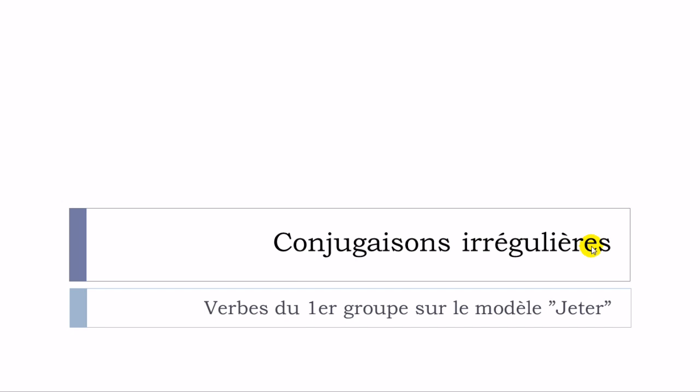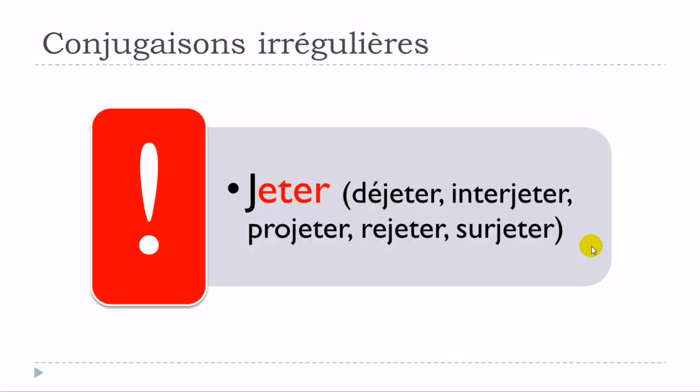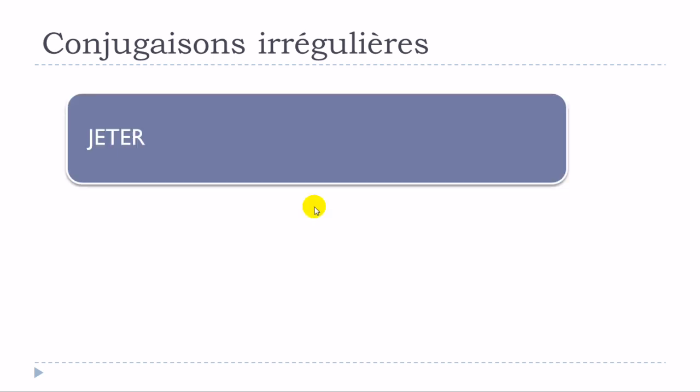Conjugaisons irrégulières, and we'll see especially the verbs that are constructed based on jeter: déjeter, interjeter, projeter, rejeter, surjeter. They are from the same family, and that's the reason why we will see the example of jeter. So jeter quelque chose means to throw something or to pitch something. It could be a ball or a stone, whatever.